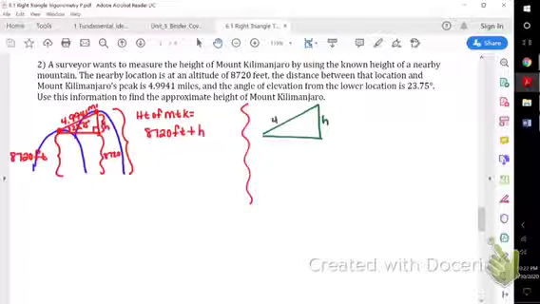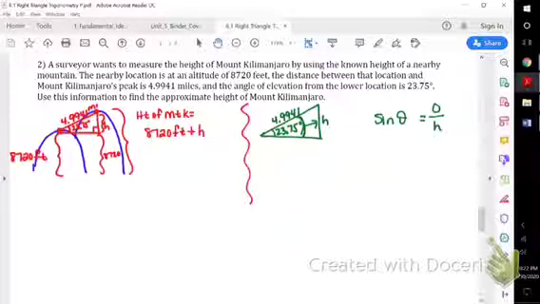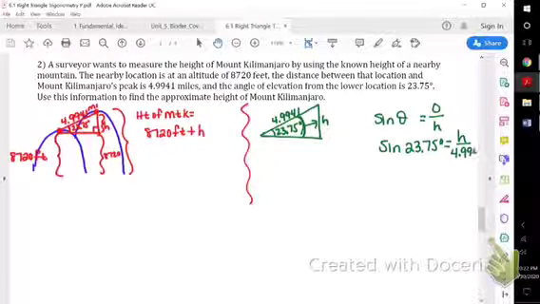Here's H. We know this is 4.9941 miles. And we know that our angle of elevation right here was 23.75 degrees. So we need to solve for H. Well, from my angle, H is going to be the side that's opposite, and the 4.9941 is the hypotenuse. So which trig function has opposite over hypotenuse? That's going to be sine. So we're going to use sine to help us solve this. So we're going to have sine of our angle, 23.75 degrees, equals opposite, which is our H, over the hypotenuse, which is 4.9941.